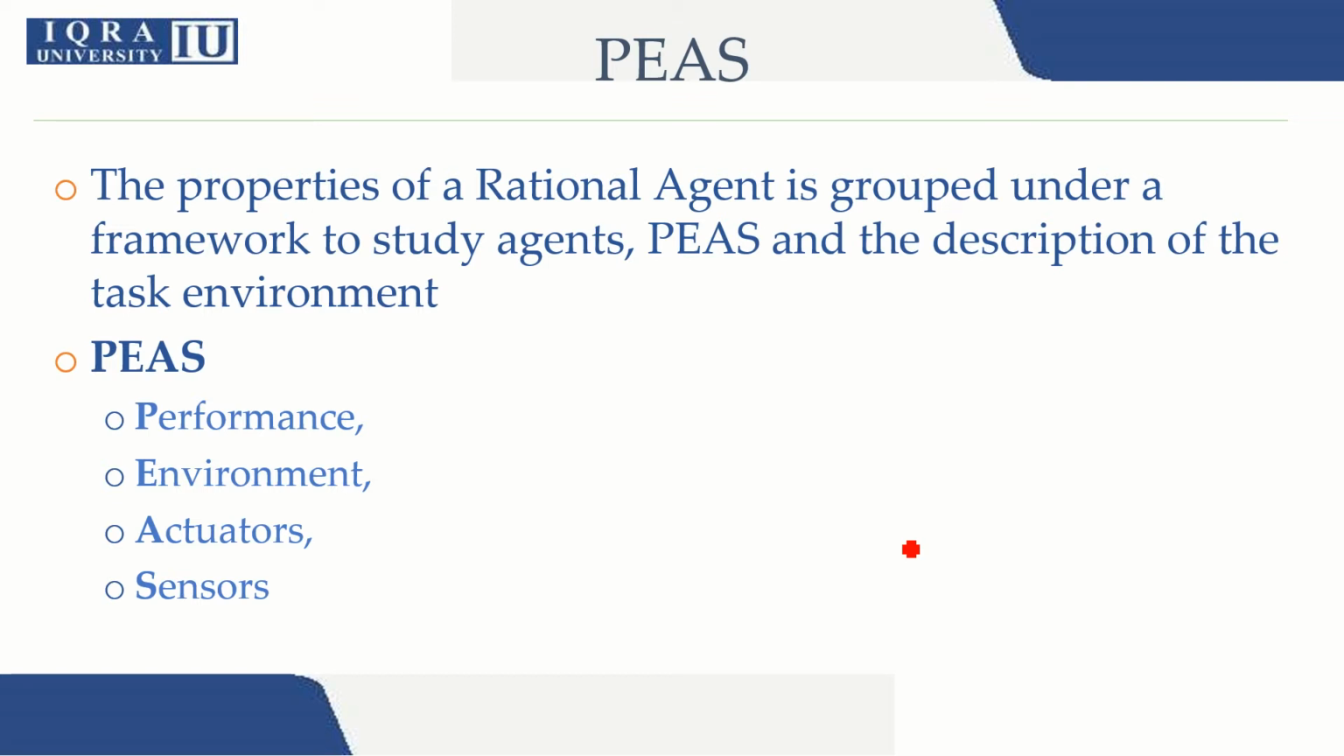Okay. So the properties of rational agent is grouped under multiple frameworks, and the framework that we're going to use in this course is what we call the PEAS framework. PEAS is an abbreviation for performance, environment, actuators and sensors. And what does it mean? It means that whenever we want to define the notion of an agent, we are going to define four things for every agent that we want to study.